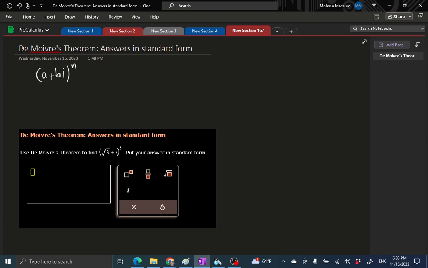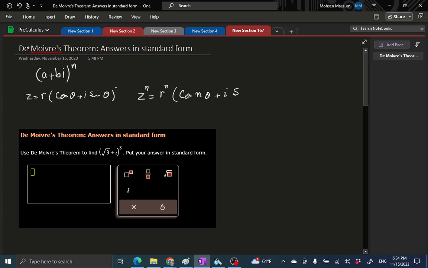De Moivre's theorem says if z is r times cosine of theta plus i sine of theta, then z to the power of n is simply r to the power of n times cosine of n theta plus i sine of n theta.